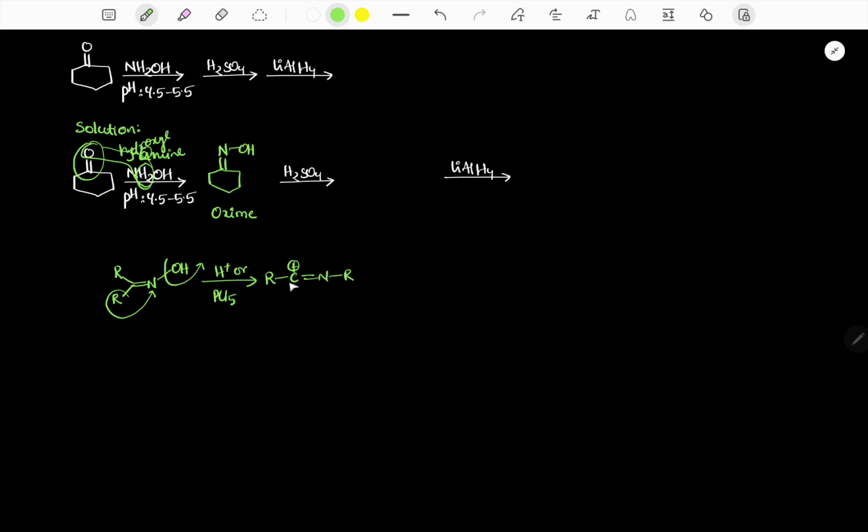Now this carbocation reacts with the OH minus and forms corresponding tautomeric compound. Now it undergoes tautomerization, finally converts into amide. So this entire reaction is known as Beckmann rearrangement.